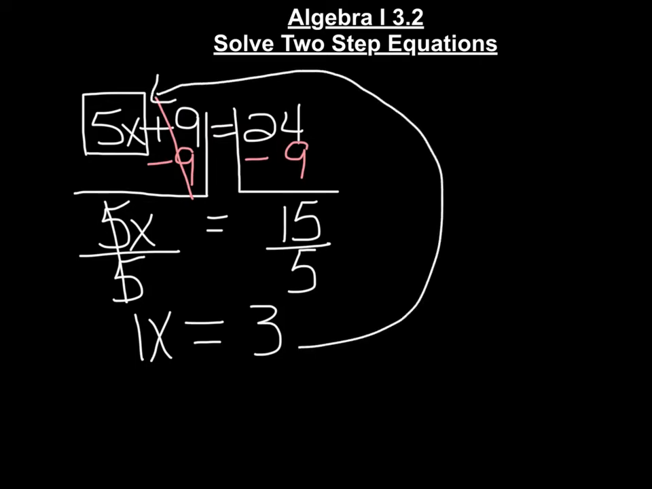Now, if we were to substitute this 3 back into the original equation for x, let's see what would happen. Would it make a true statement? 5 times 3 is 15. 15 plus that 9 is 24. So yes, it made a true statement. So our solution is correct. Let's look at another example.